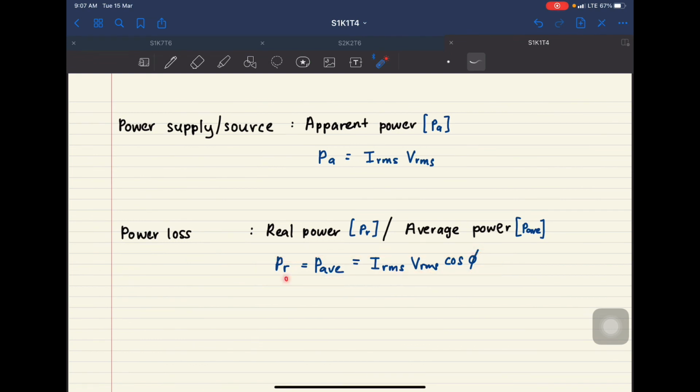So P R or P average is Irms Vrms cos phi. Okay, notice that previous question they want to find power loss, so that one you have to include the cos phi. But this one, power supply or the apparent power, you don't have to include the cos phi. There's no cos phi. Okay, so remember this.